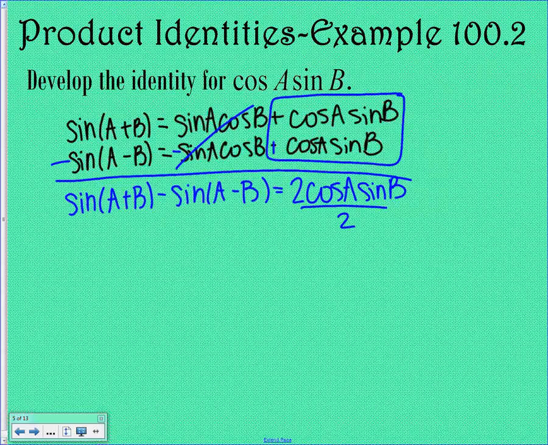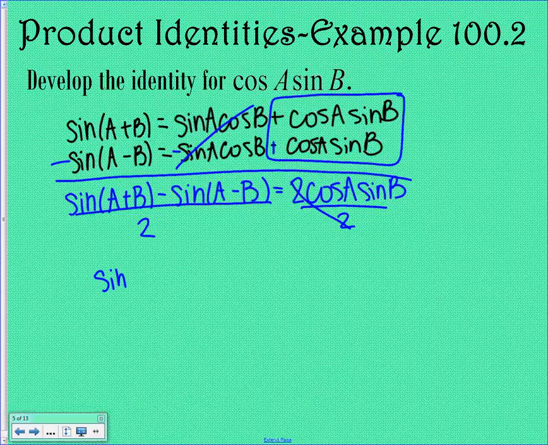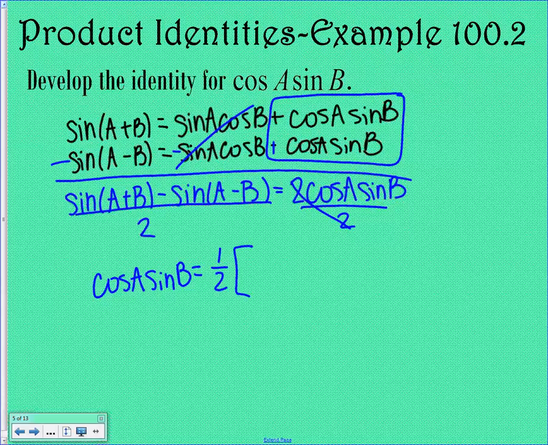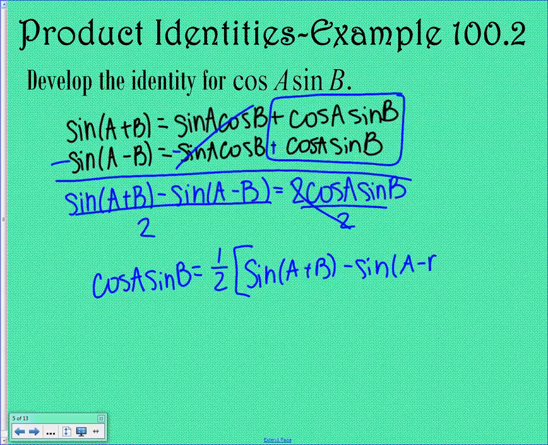You're going to divide by 2 on both sides, and so you have the cosine of a sine of b equals 1/2 times the left side, sine of a plus b minus sine of a minus b. And so that would be your development for the cosine of a times the sine of b.